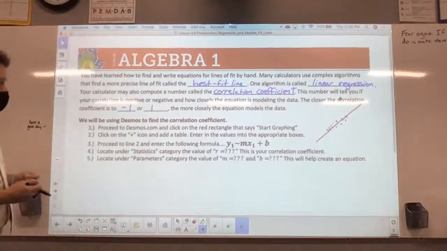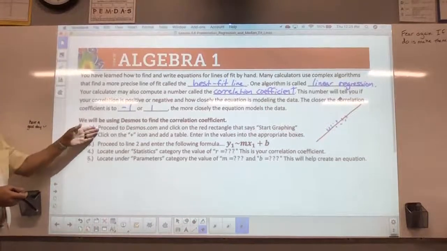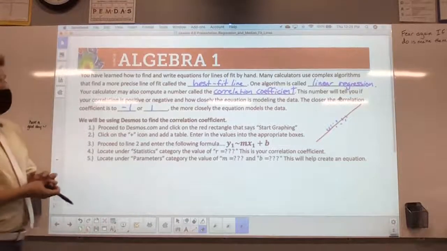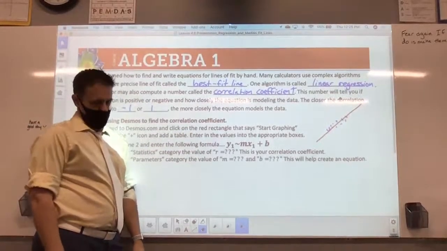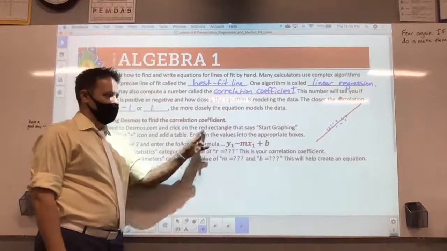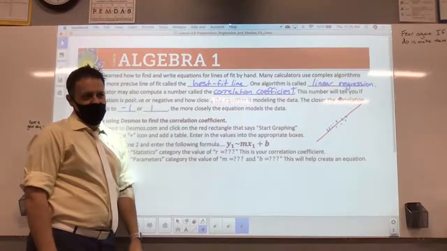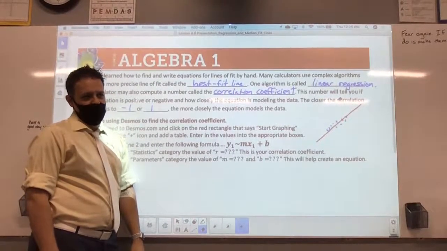Okay, so today, I want you to proceed to Desmos.com. It used to be red. They changed it to blue. But click the button that says Start Graphing. Go ahead and do that right now.